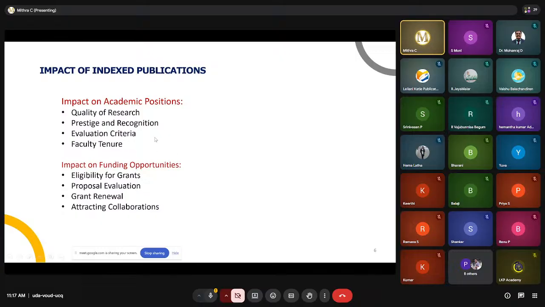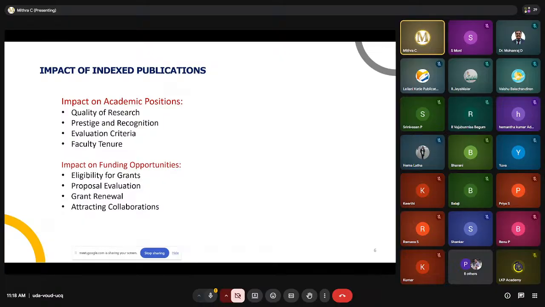When it comes to evaluation criteria, as of now, all the academic institutions weigh indexed publications more heavily in tenure and promotions, and in that way the impact on academic positions is also getting higher. And next, about faculty tenure, when you have a strong record of indexed publications, which is very much essential nowadays for securing and maintaining proper tenure in prestigious institutions. So that is what the impact on academic position deals with.